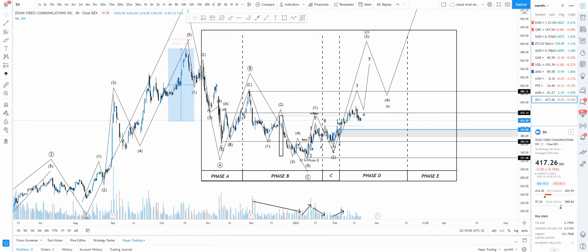In this specific video, I wanted to take a deeper look at structure and give you guys a better way to use structure within your Wyckoff setups, within your smart money setups, and within every other concept that you have learned so far.